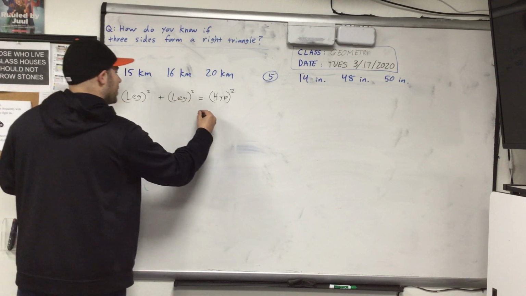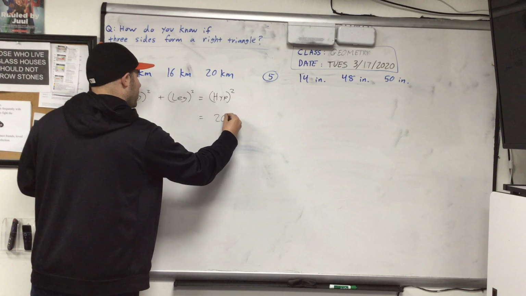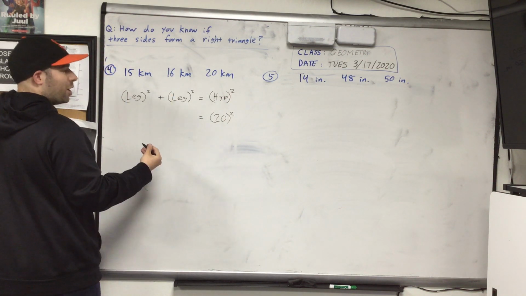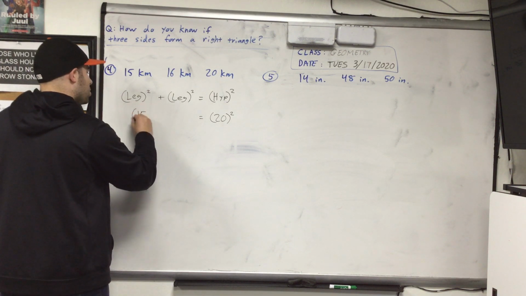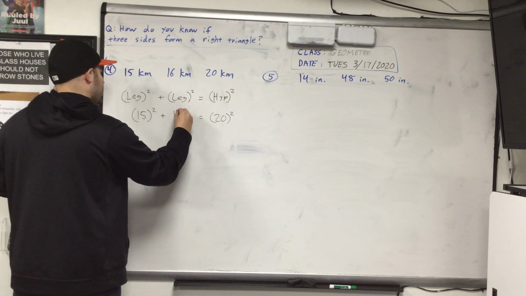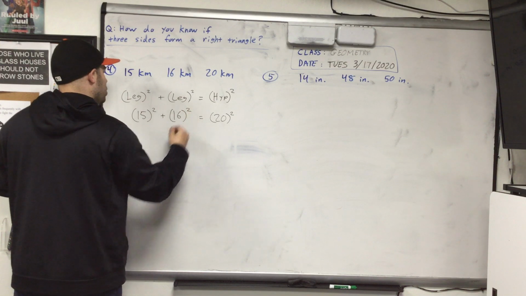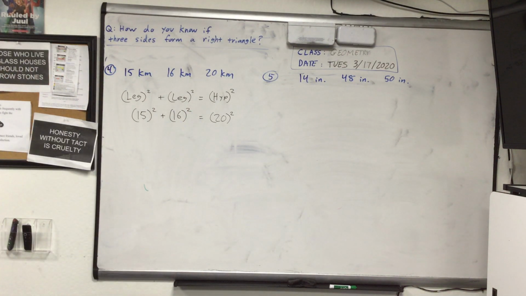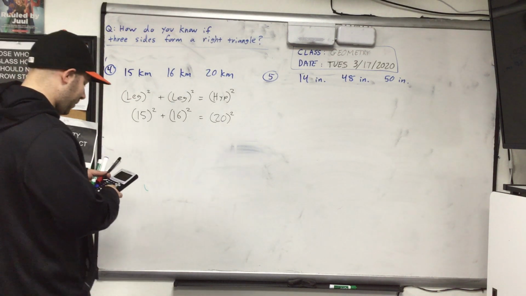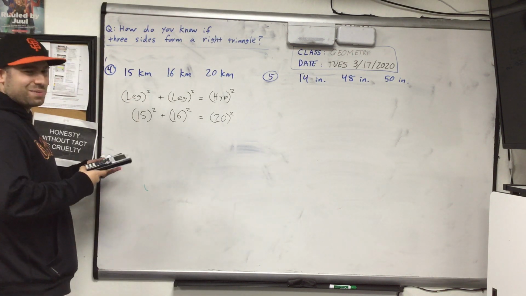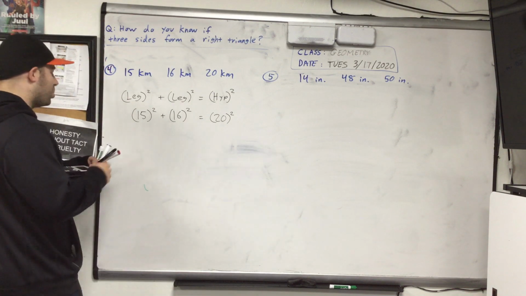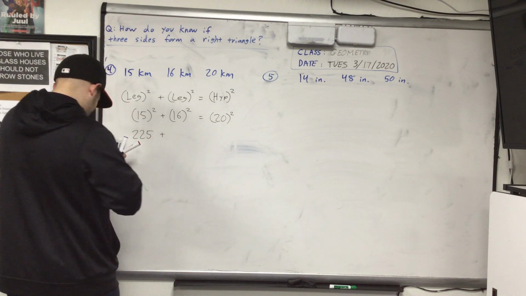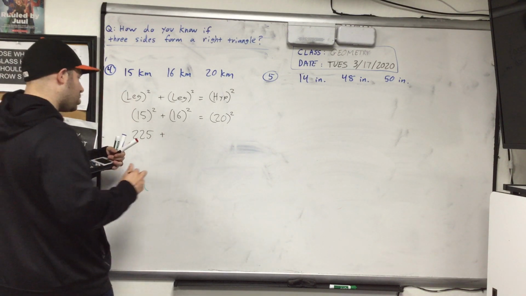So remember that the longest of the three sides is 20, so 20 is going to get squared as the hypotenuse. 15 and 16 are going to be the legs, so 15 squared plus 16 squared should equal 20 squared. I'm going to need a calculator. I believe 15 squared is 225, but even I, with a bachelor's degree, sometimes make simple mistakes. It is 225. 15 squared is 225. 16 squared is 256.